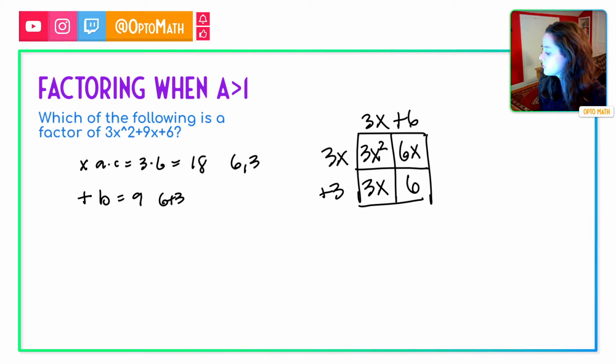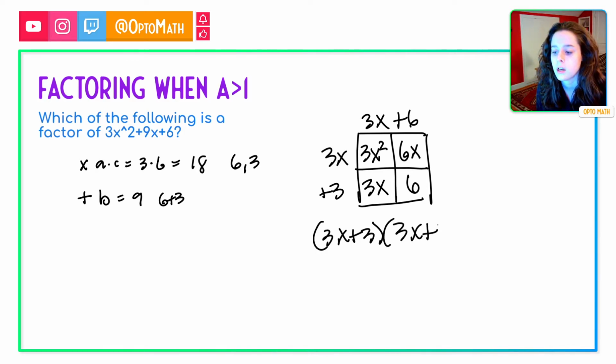I'm realizing that when I go back to distribute, 3x times 3x is not 3x squared, it's 9x squared. Same thing with everything, there's an extra factor of 3. So this is correct, except notice there is a factor of 3 in each. So let's go ahead and take the GCF out now. I should have done it in the beginning, but it's fine. You can take it out later.